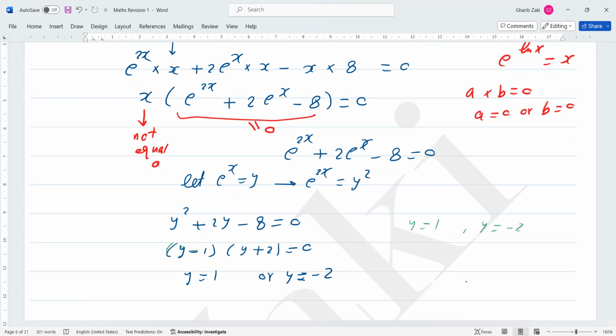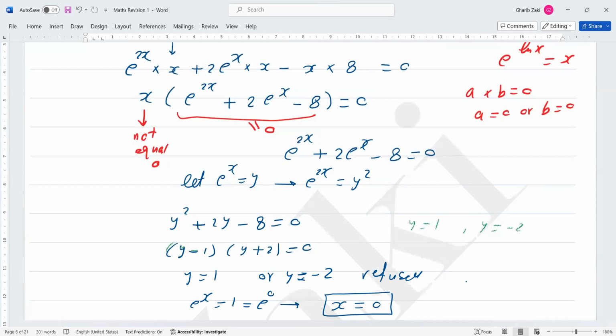Negative 2 refused because it's exponential. The exponential cannot be negative. So this is refused. Y equals 1, it means e to the power x equals 1. 1, it means e power 0. Then the value of x is 0.